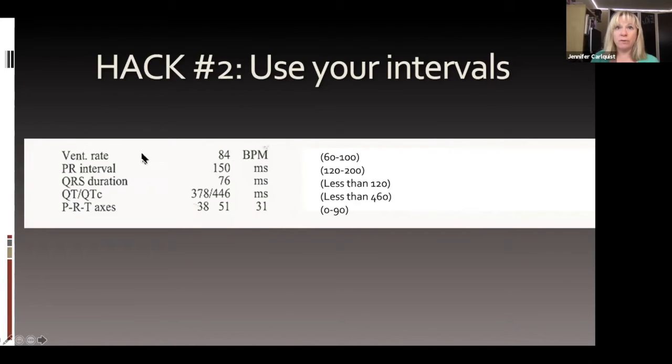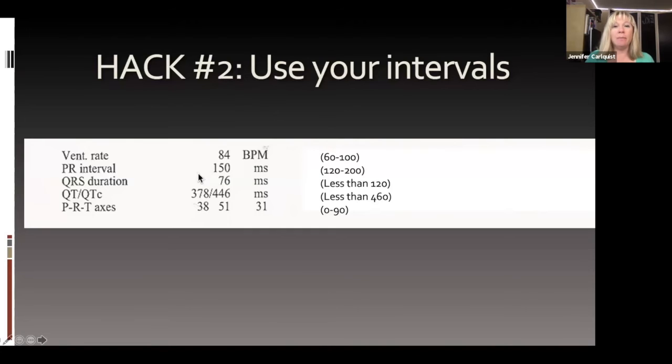This is the ventricular rate, which is also known as the heart rate. And this should be between 60 and 100 beats per minute. This is something we all know, but it's just nice to see the reference range here. The next thing is the PR interval. That's the time it takes for the impulse to go from the atrium down to the AV node. The next line down is the PR interval, and that should be anywhere from 120 to 200 milliseconds. So looking at this, with it being 150, it is between 120 and 200. So that's a normal PR interval.